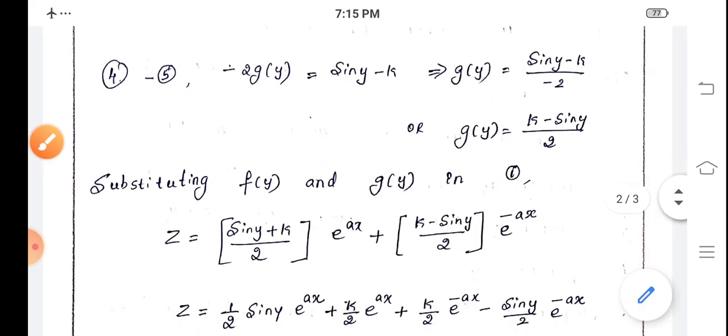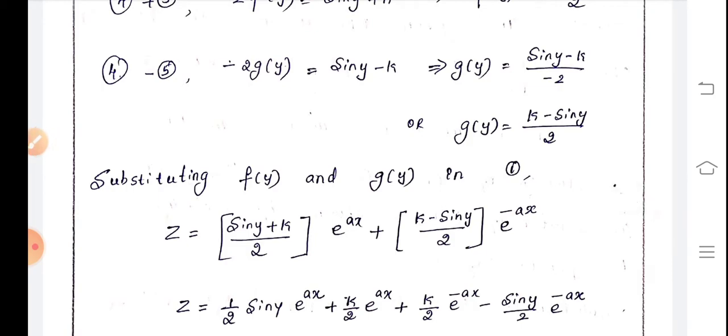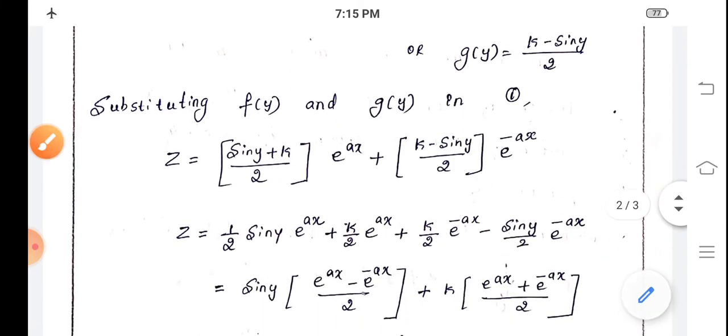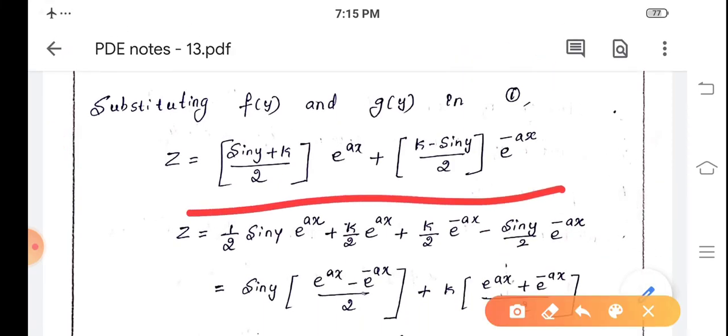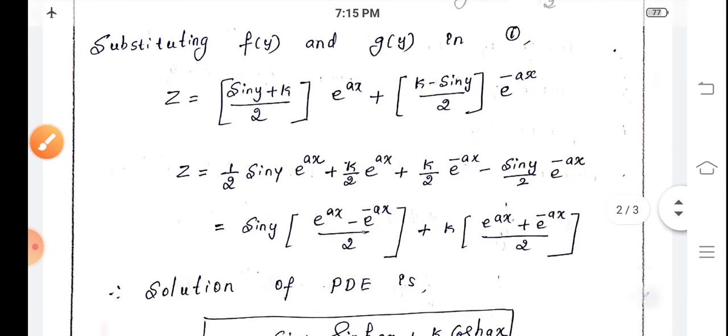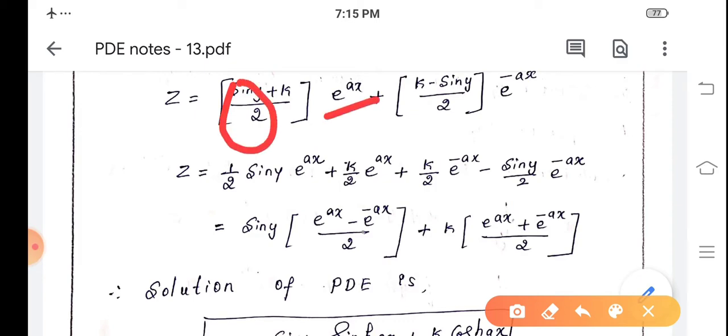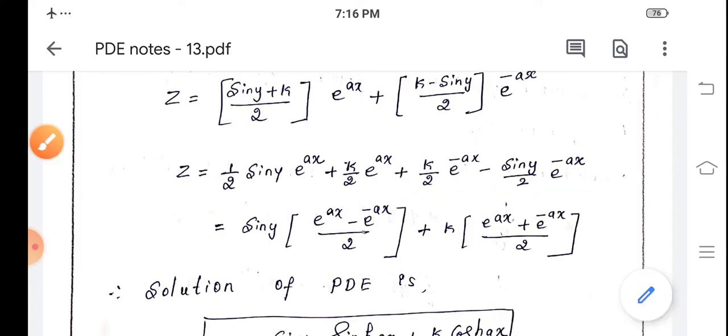So after getting f of y and g of y, to write the solution of the partial differential equation, we substitute f of y and g of y in equation 1. Then we obtain z is equal to (sin y plus k) divided by 2 e power ax plus (k minus sin y) divided by 2 e power minus ax. Or we can simplify this. So we multiply. So z is equal to sin y by 2 e power ax, that is half sin y e power ax. Next, k by 2 into e power ax, that will be k by 2 e power ax. Third term is k by 2 e power minus ax, and the last term is minus sin y divided by 2 into e power minus ax.